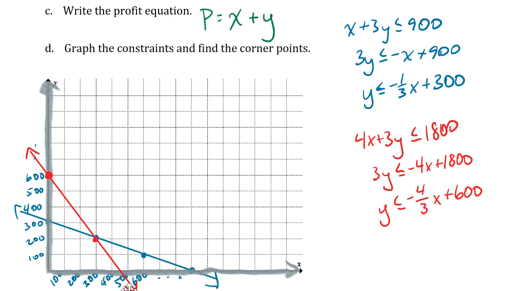So again, all of them are less than or equal to. So that means the region we're shading is the corner. All right. Now, as always, I'm just going to go ahead and outline this just so it's a little bit brighter and we can see where our corner points are.